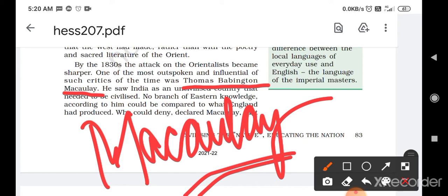Okay, and he said himself that no branch of Eastern knowledge, meaning the Arabian knowledge, the Sanskrit knowledge, according to him, will compare with what England has produced. Meaning he thinks that there is no comparison between Eastern knowledge and England or the West, because Western knowledge is way beyond Eastern knowledge. Okay, so that is what Macaulay declared.